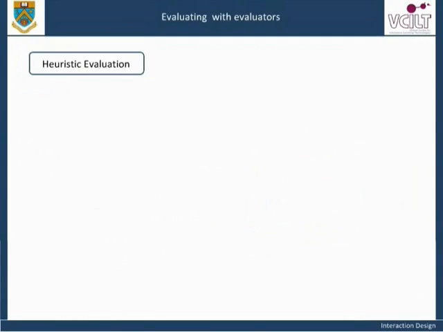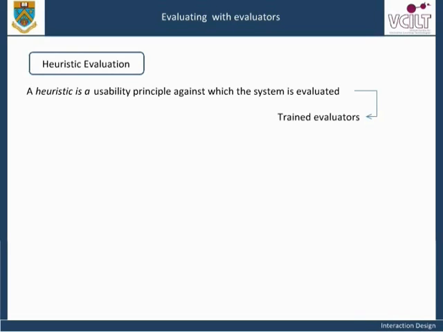In order to address the problem of costly evaluations involving tens or hundreds of users, Molich and Nielsen 1990 devised a technique called heuristic evaluation. In their approach, a heuristic is a usability principle against which the system is evaluated by trained evaluators. They initially considered 10 heuristics, but later went on to refine them further.